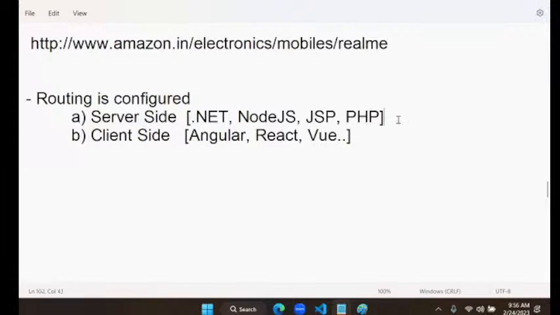Actually, server side routing is used for the concept called APIs. You saw Fake Store, right? Fake Store is already using routing. Suppose I want to access the Fake Store products category, jewelry products. How to query jewelry products?